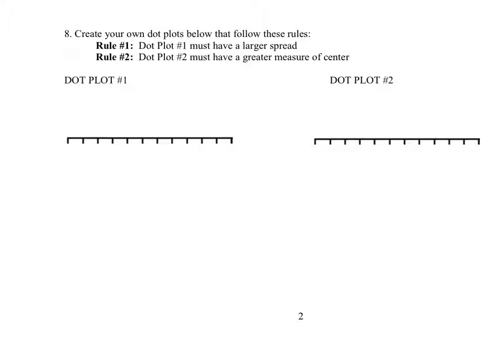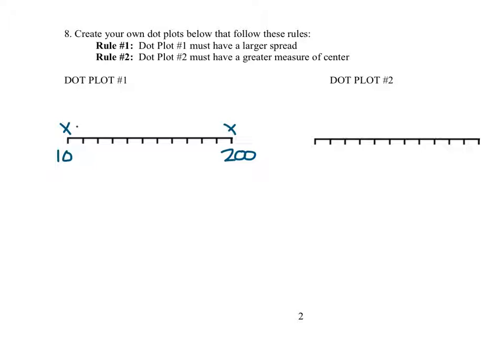So I could go into this and say that my minimum value down here is something like 10 with a maximum value of something like 200 up in here, just to spread these out far apart. Now the dot plot number 2 must have a greater measure of center. Oh, by the way, dot plot 1, I want values on both of those to give it a larger spread. But dot plot number 2, I need a greater measure of center.